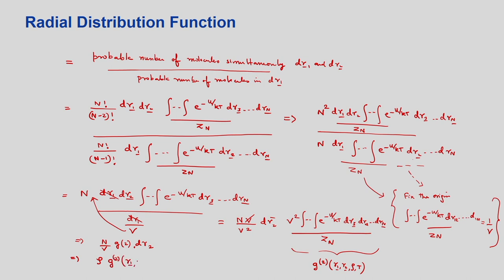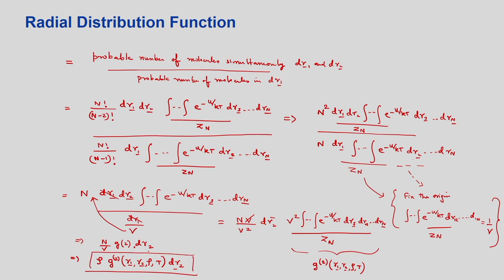Sometimes you can write it this way, times dr2. So this is the way you can compute the probability, and how many molecules, because you are multiplying with the bulk density, you get the number of molecules expected in the elemental volume dr2 when there is a single molecule in dr1. This is how the radial distribution function comes into the picture. We have reduced this entire expression in terms of the radial distribution function, and the denominator was easy because there was only one atom. So we could fix the origin at atom 1 and do the integration as 1 by V. This cancels out and we are left with only the pair distribution function multiplied by the density. This is the way you can find the number of molecules expected in dr2.